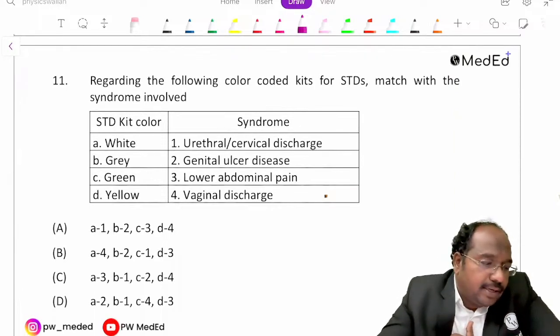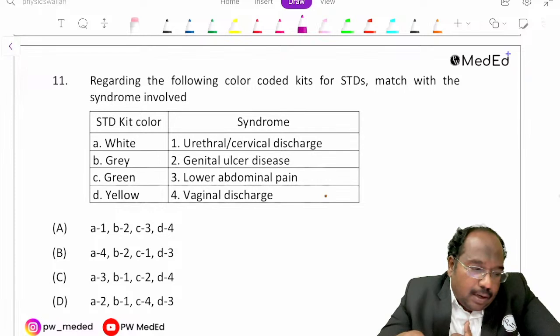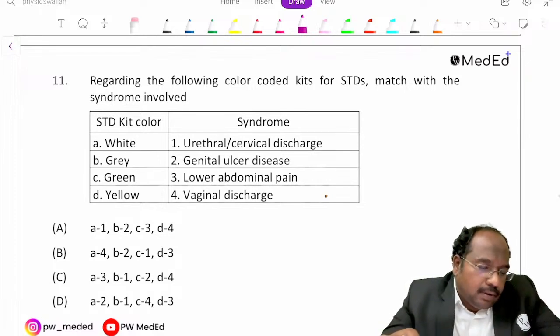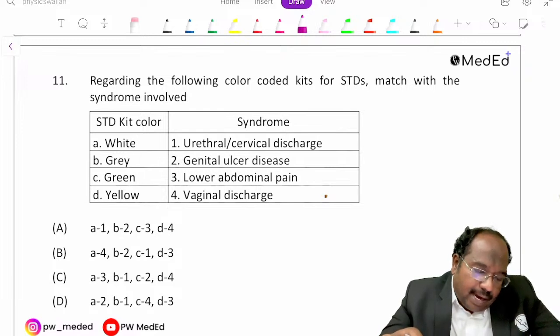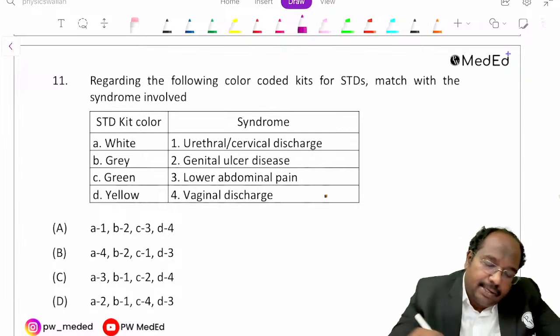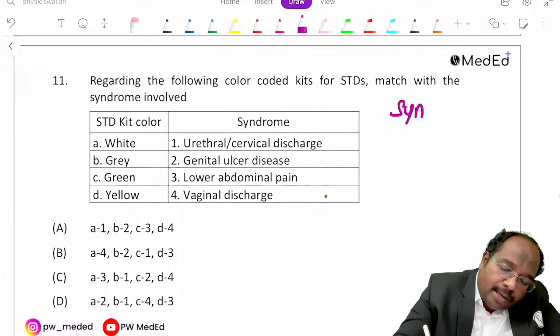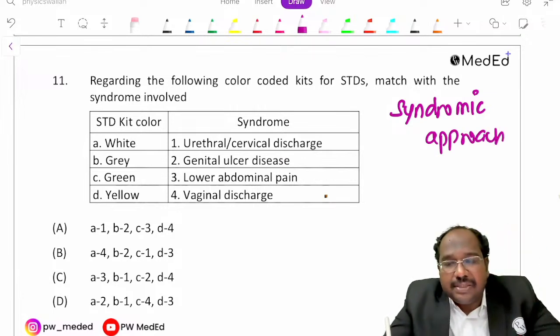Next question, guys. Regarding the following color coded kits for STD, what is the answer here? So this is the syndromic approach, guys. We are discussing the syndromic approach.